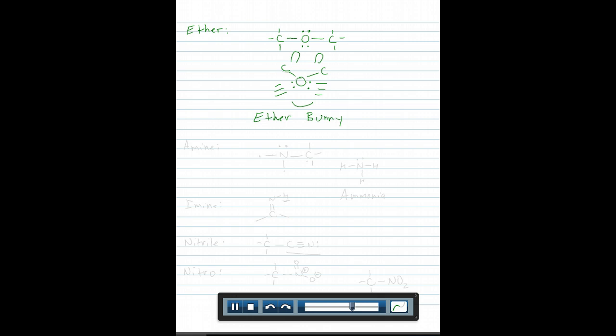All right, so that is the ether bunny. So you'll never forget it. It's the oxygen with 2 carbons on either side for the eyes. And all right, let's just move along here.